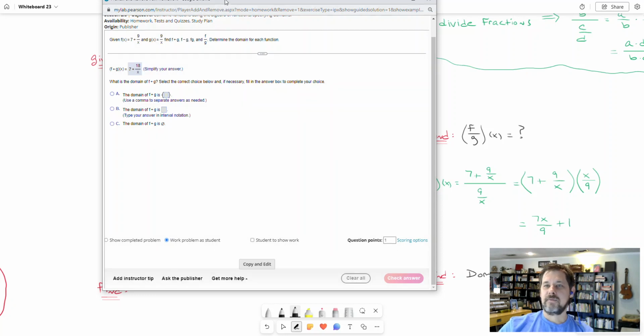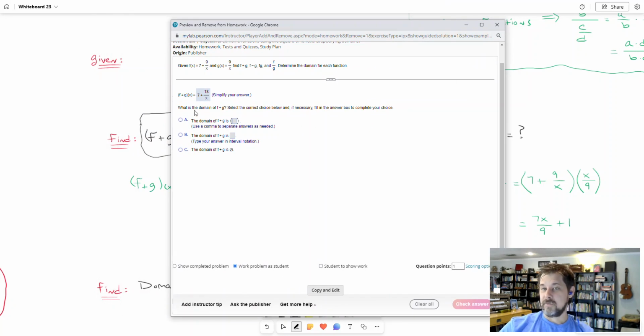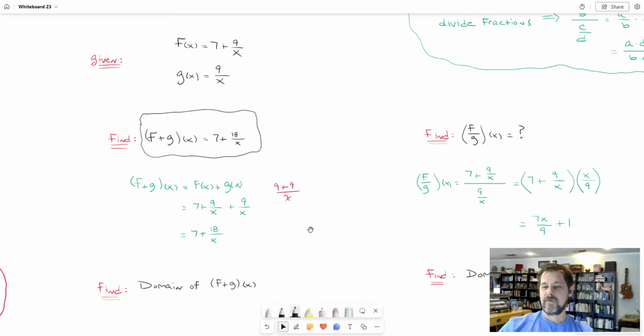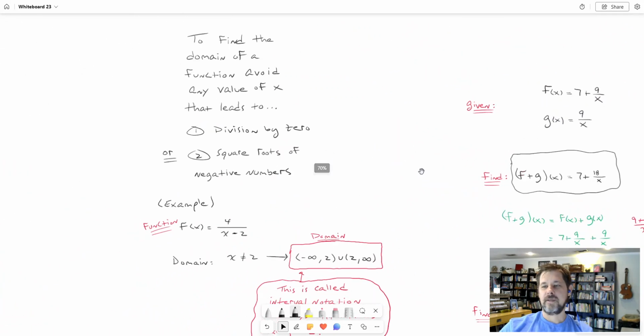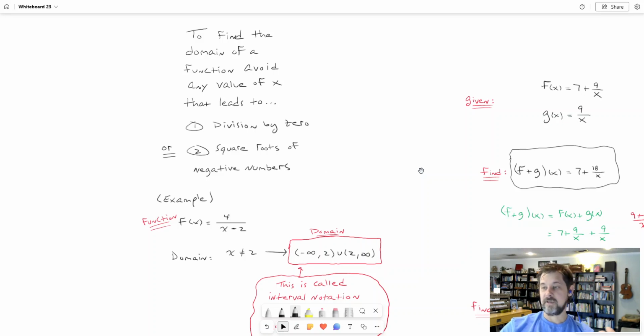Okay. Now, next for the domain. What's the domain of the function f plus g that I just found? Before I do that, let me do a little bit of review, in case you missed it when I've brought this up in other videos, or you just haven't seen it yet at all. To find the domain of a function, we want to avoid any value of x that leads to division by 0 or square roots of negative numbers. The reason is that we can't calculate those two things.